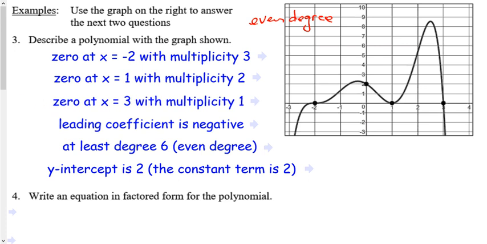We have a 0 at x equal 3 with a multiplicity 1. So because we have a multiplicity 1, 2, and 3, add those up, you get 6. It has to be at least 6. We know it's even, so it could be 8. We can't tell, but it has to be at least 6. Yep, could be a 6 or any even number higher.